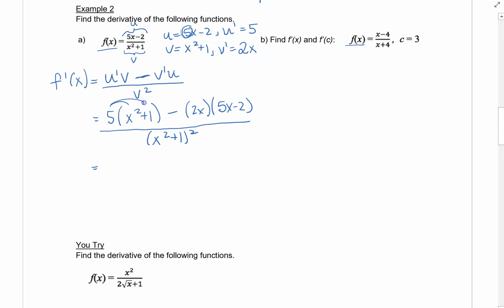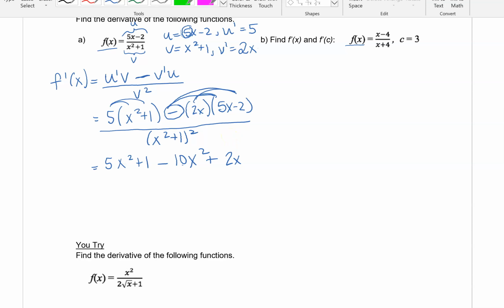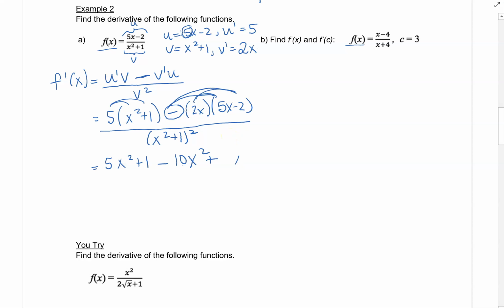So then I'll do some distributing and simplifying, and don't forget to distribute the negative as well. So I get 5x squared plus 1 minus 10x squared plus 2x, because I get negative 2 times 5, that's negative 10, and then negative 2 times negative 2, whoops, that should be a 4. So plus 4x. Okay, and then all of that again is over x squared plus 1 squared.